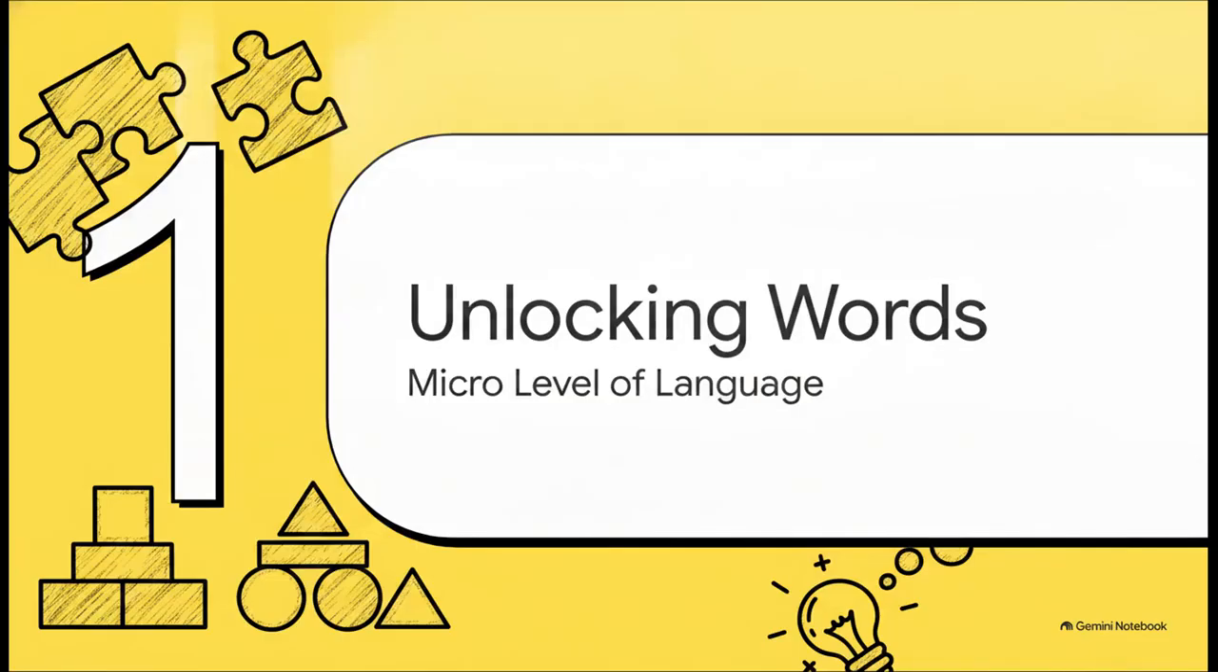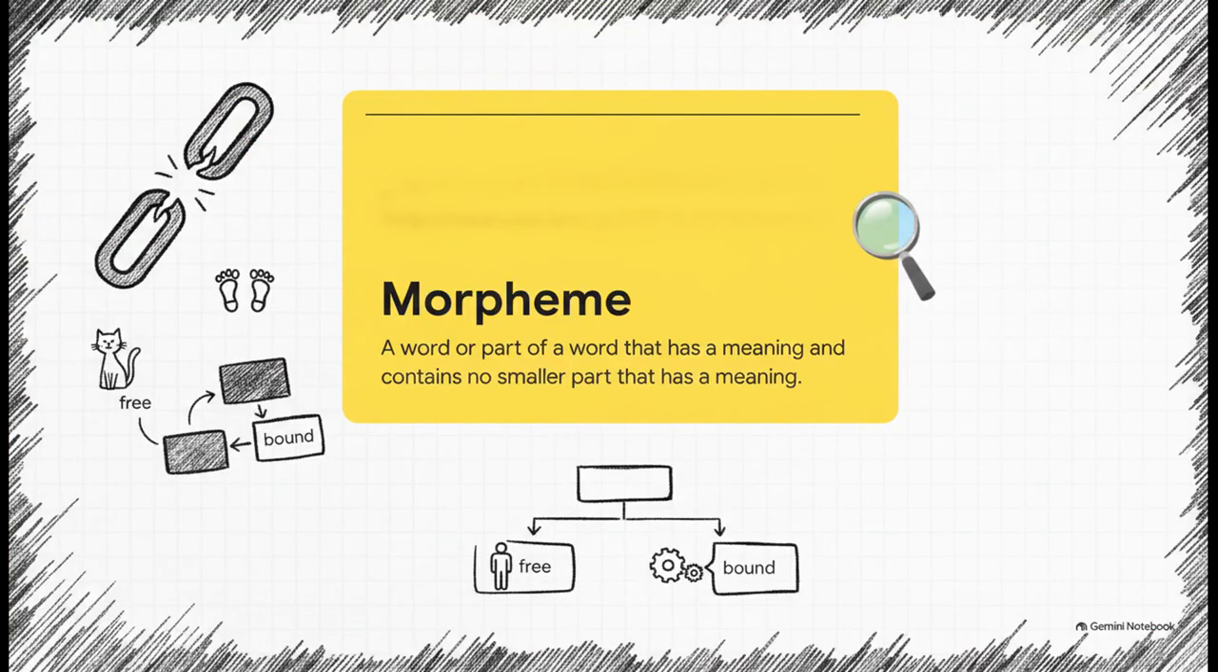Section 1. Unlocking words with affixes. This is the micro level of language. Before we can build massive arguments, we have to understand our foundational building blocks. That brings us to morphology, which is just the study of word parts. The fundamental unit here is the morpheme. A morpheme is a word or a part of a word that has a meaning and contains absolutely no smaller part that has a meaning. It's the base unit. Now, morphemes come in 2 different varieties.